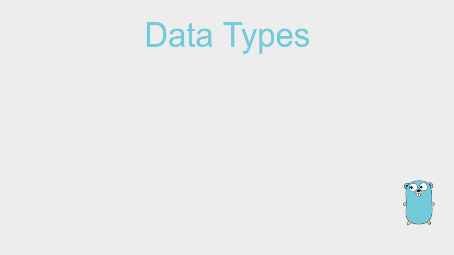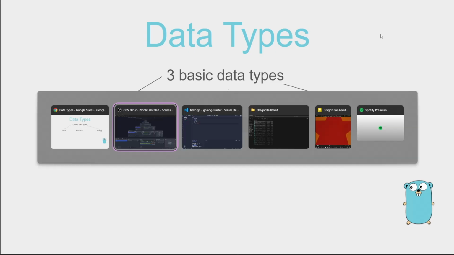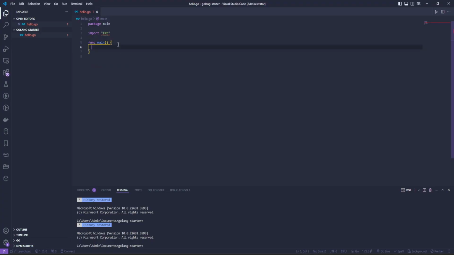So let's get started. First of all, Golang has three basic data types, and they are boolean, numeric, and string. Now let's see a real example of boolean in Golang. So head over to VS Code and then just start writing today's code.